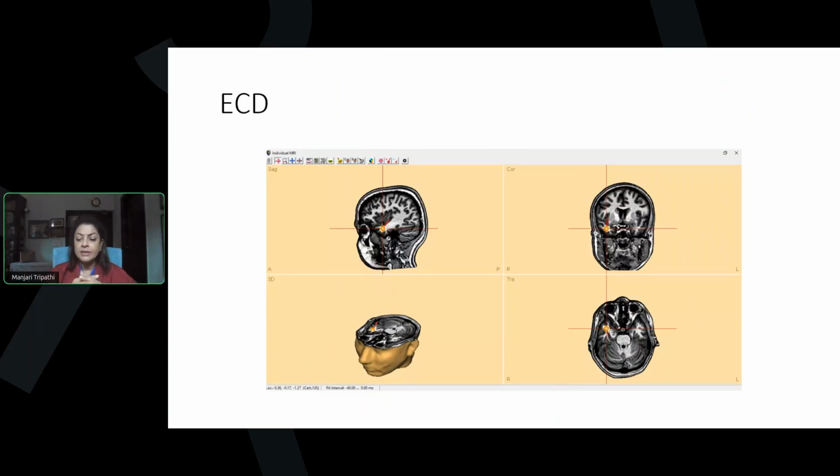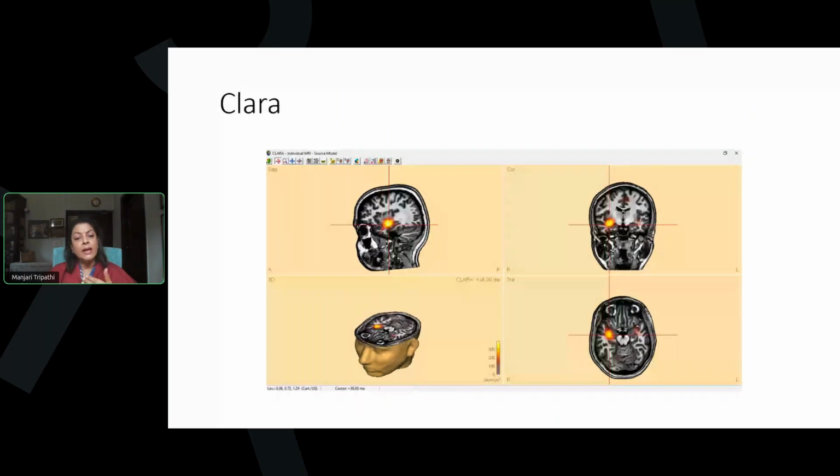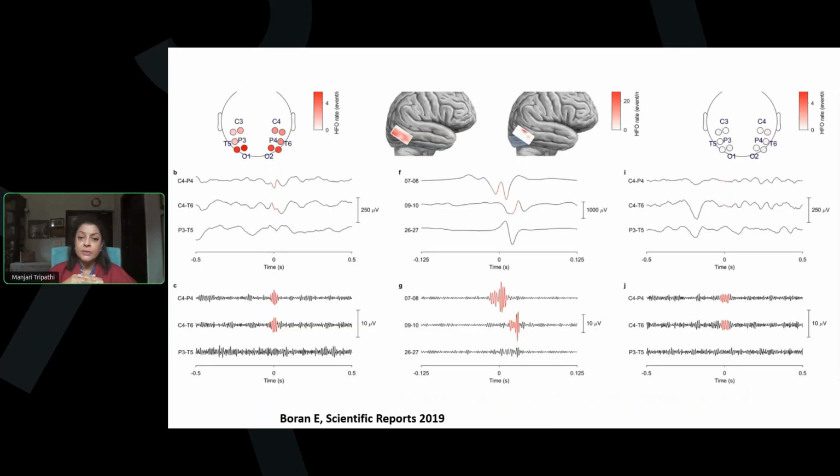And this can be done in patients who have either a 64 channel EEG acquisition or a higher acquisition, which is more accurate than a lower channel signal. We can also do a CLARA localization, and that will give you a more diffuse map of the whole source. And these are to be done by the neurologists with, of course, the trained personnel who are able to do it. Then, of course, the higher investigations involve high frequency oscillations.